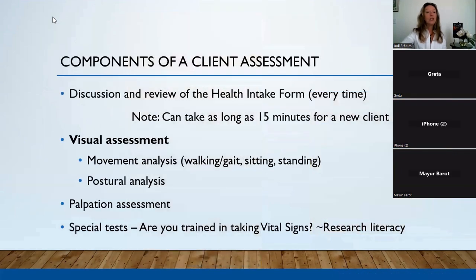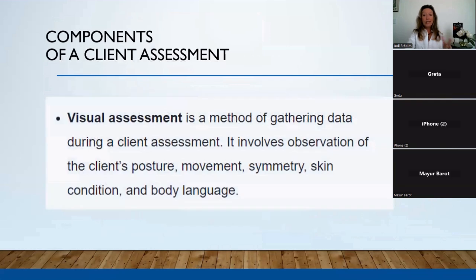All right. So we've looked at the health intake sheet. We've talked about how client assessment can take a little while longer. Let's move into understanding visual assessment. So what does that mean, visual assessment? Well, it means that we're going to assess them while they're moving, and we're going to assess them while they're still. So a visual assessment, we gather data through our eyes.